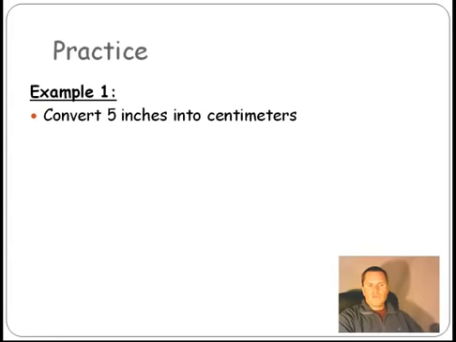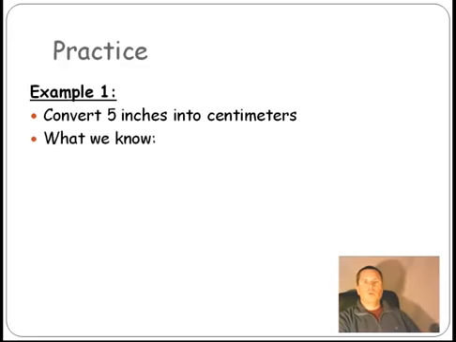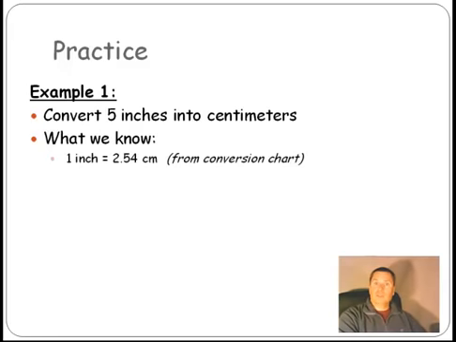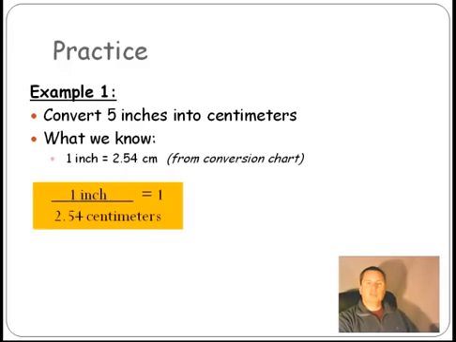Our first one here says convert 5 inches into centimeters. Okay, well what do I know? I know I have 5 inches. And I know by looking at my conversion table, my cheat sheet, which you guys aren't going to have to memorize, that 1 inch is equal to 2.54 centimeters. Okay, so I know that. So I can go directly from inches to centimeters. Pretty easy. So let's set up our ping pong table.